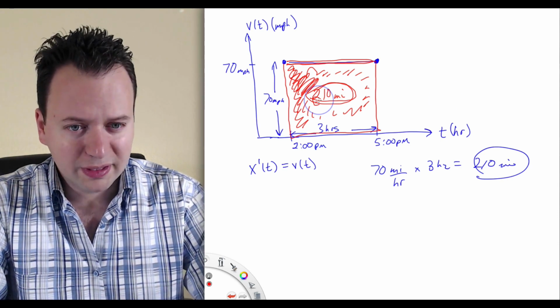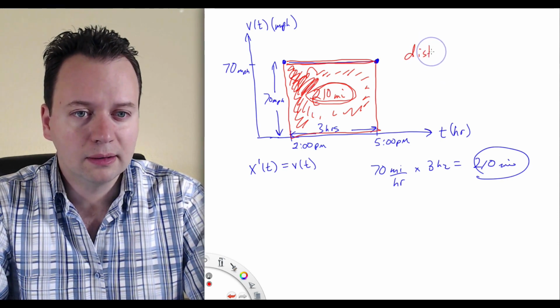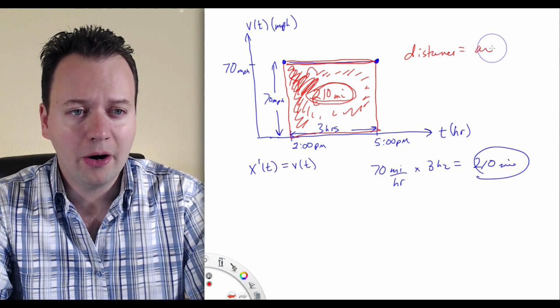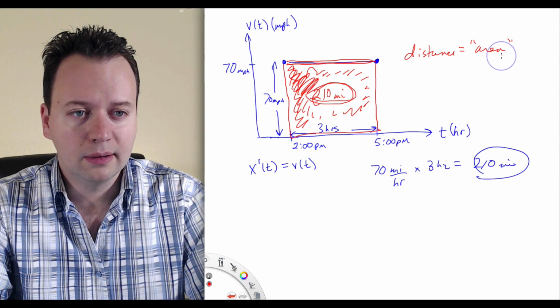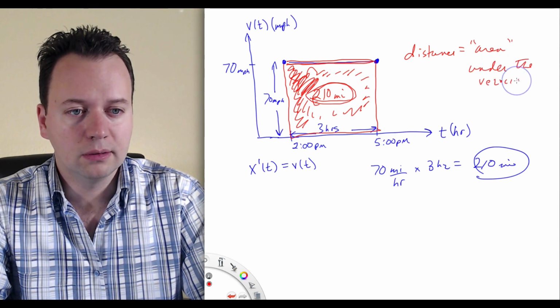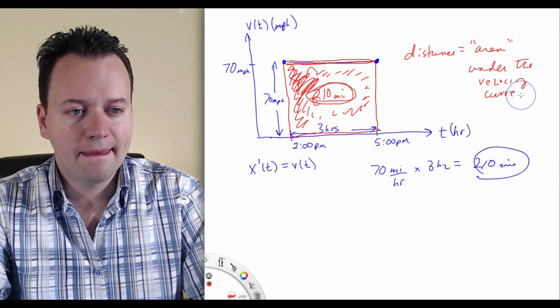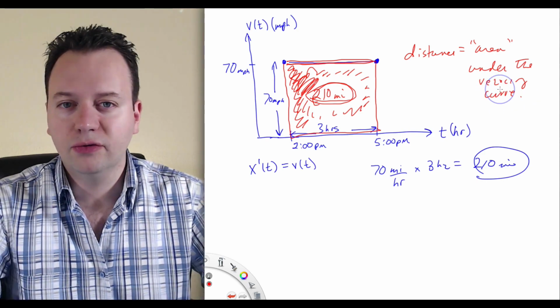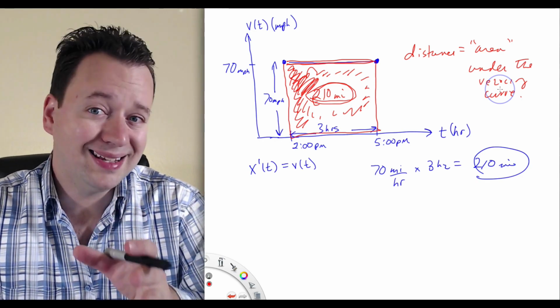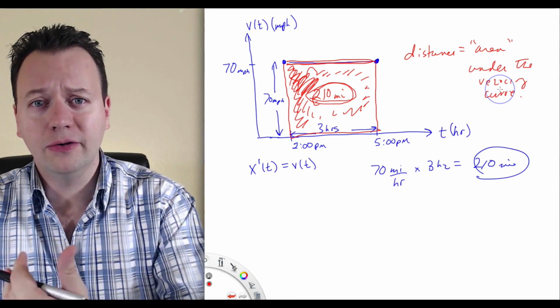So what we observe is that the distance, at least if you have a constant velocity, is simply the area under the velocity curve, as long as you have a constant velocity. So this is a very, very interesting observation, that distance can be thought of as the area under this curve.